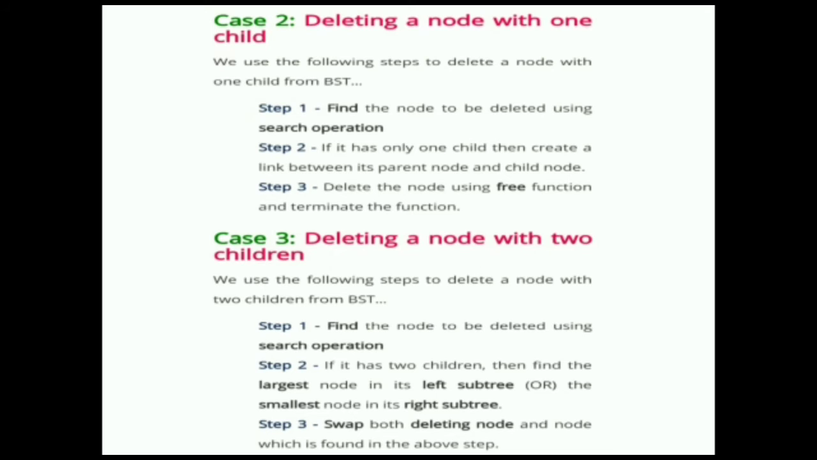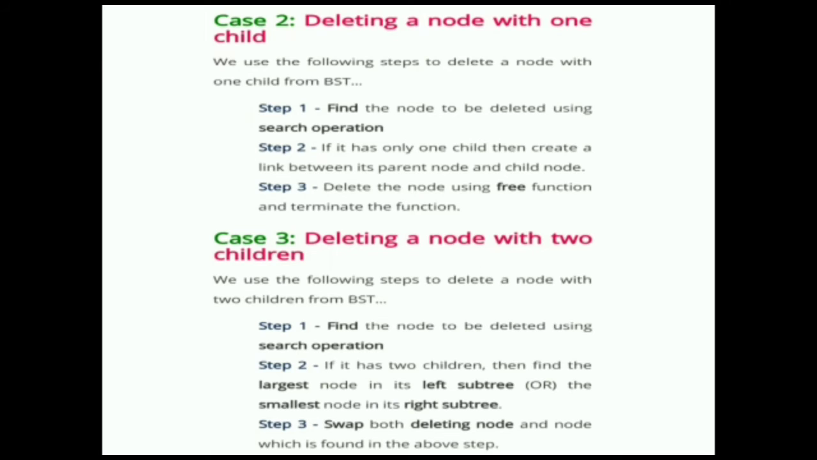In this case the node has two children, so we find the largest node in its left subtree or the smallest node in its right subtree. Now compare both and delete the node which we have found in the above step. When you find that node, then delete the node.